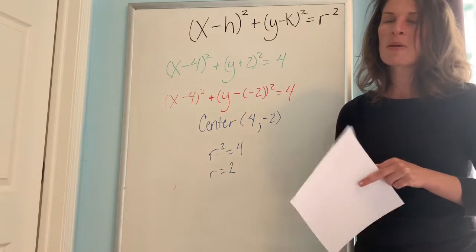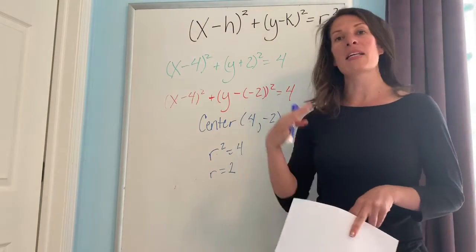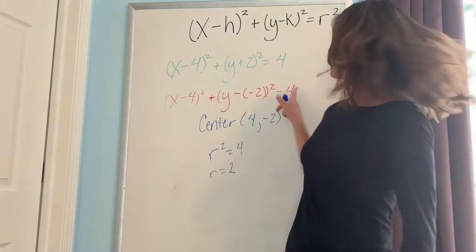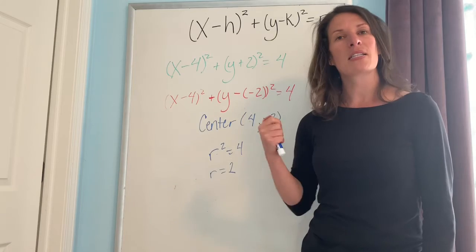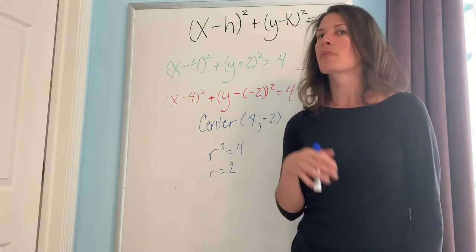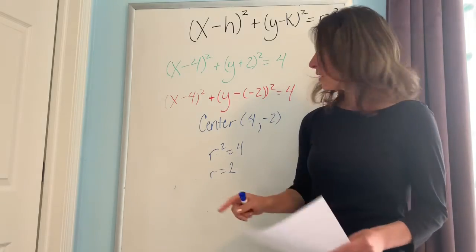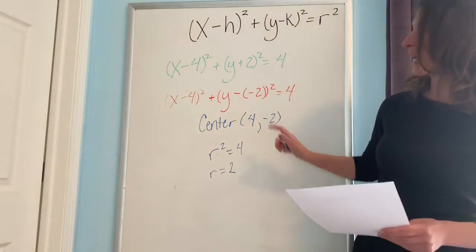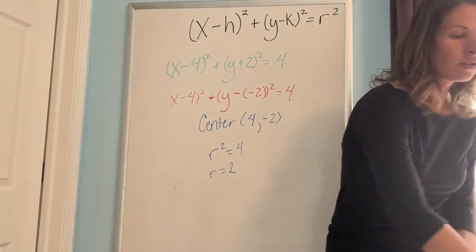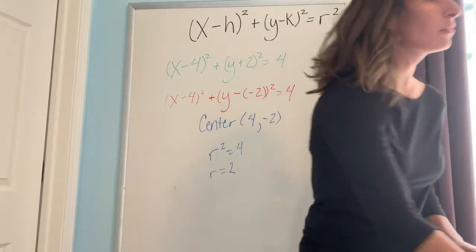If it doesn't come out to be a perfect square, we can just write it as the square root. If this was a 5, we could just write it as my radius is equal to the square root of 5. You don't need to give me the exact digits. Now that we know my radius and my center, we are able to graph. We're done.